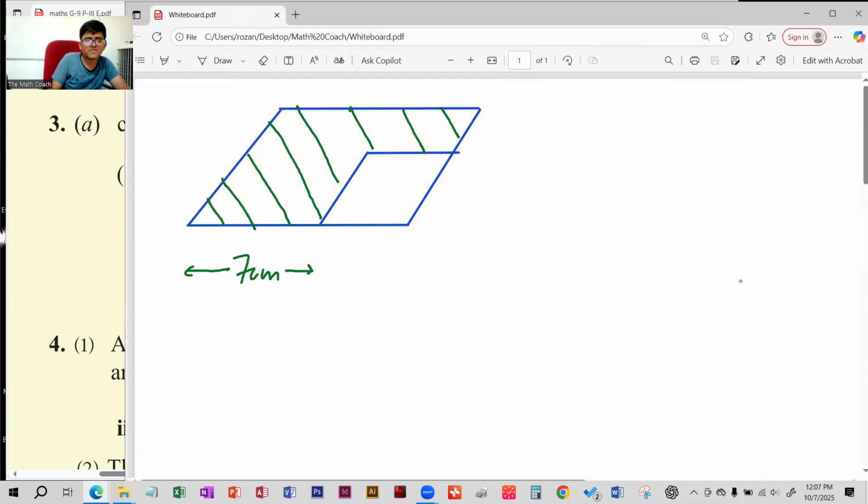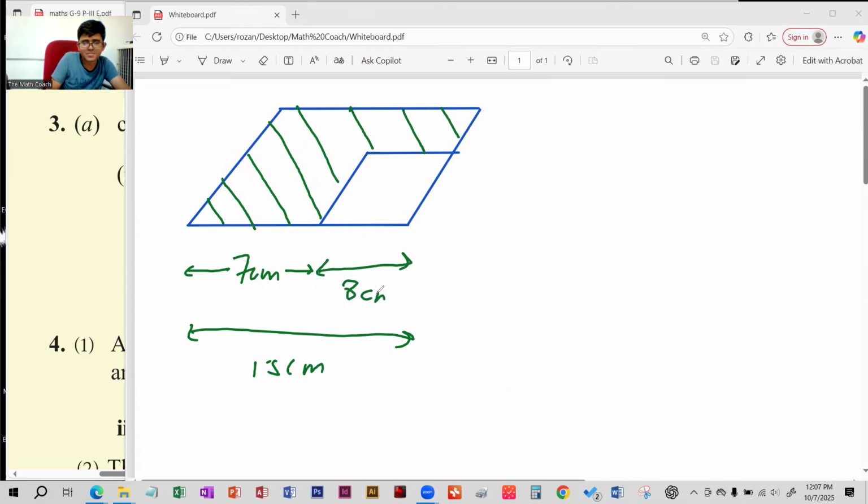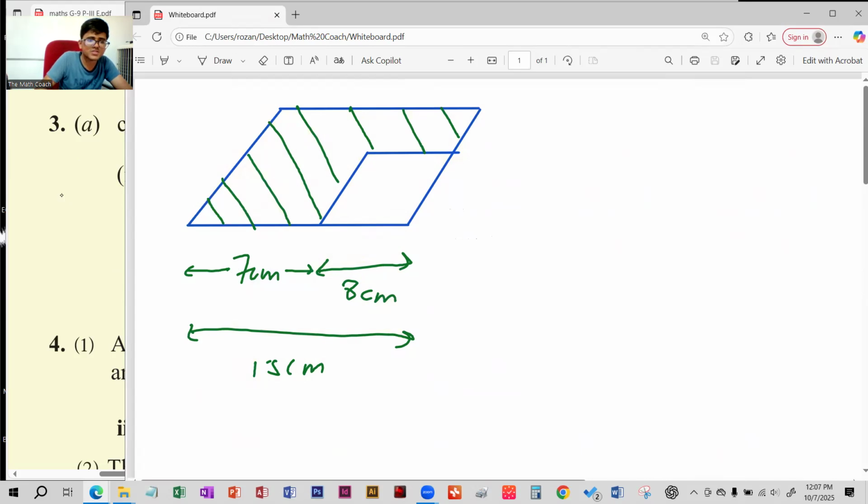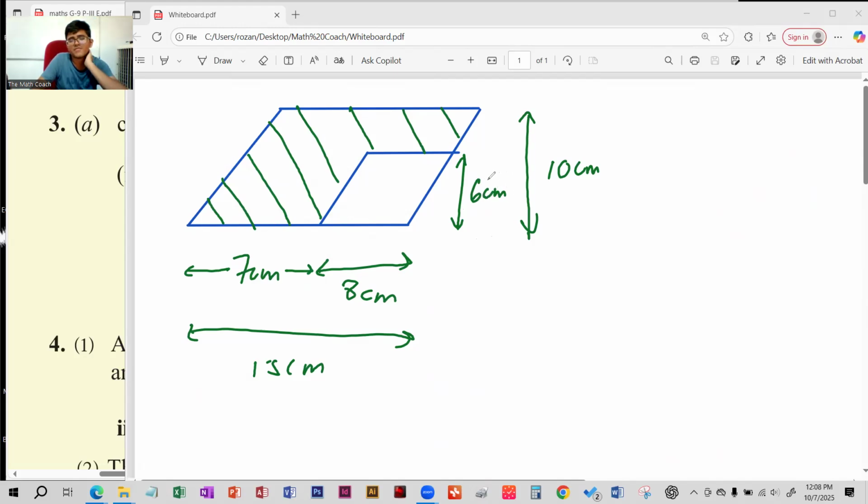So 7 and 15. So if the entire length is 15 centimeters, then how much is this? 8 centimeters. Okay, what about the next one? We have 10, 6. So if this is 10 centimeters, and this is 6 centimeters. Okay. Now we can find this smaller parallelogram, right?